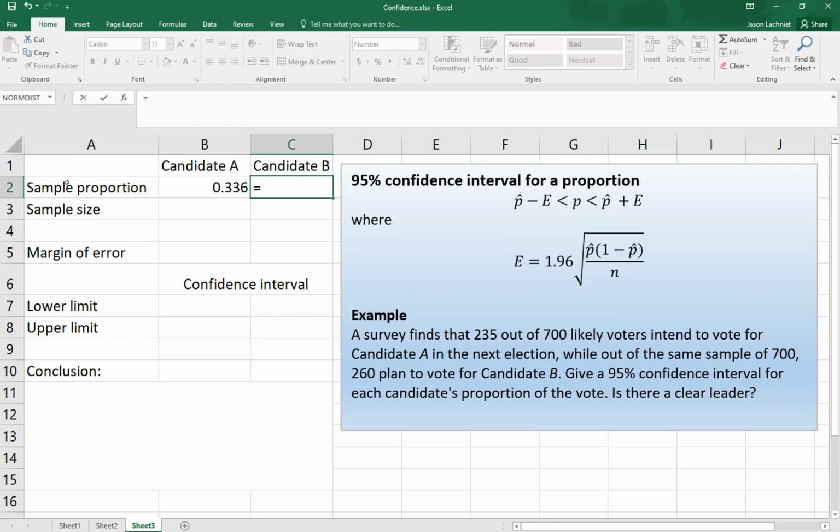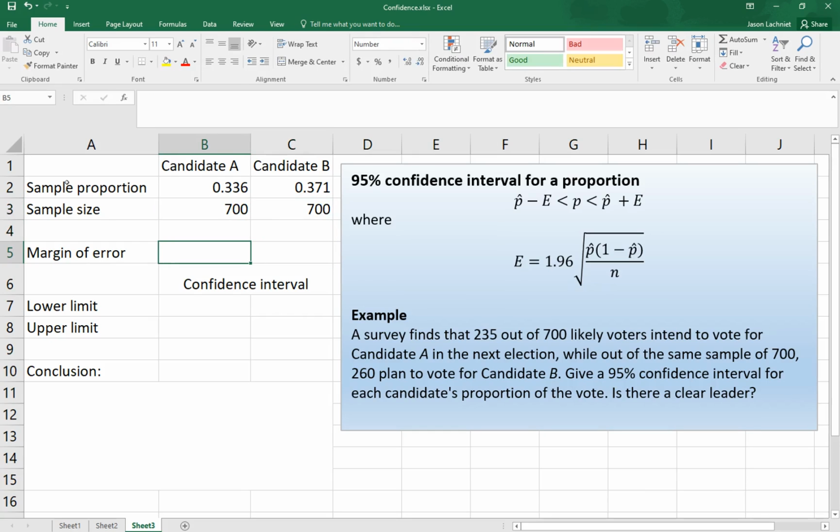Do the same thing for candidate B. Candidate B, we've got 260 out of that same sample size, 700. So 0.371 is our sample proportion, or about 37.1%. If we look just at those point estimates, 33.6% versus 37.1%, then it would appear that candidate B has a lead of a few percentage points. In both cases, we had the same sample size of 700.